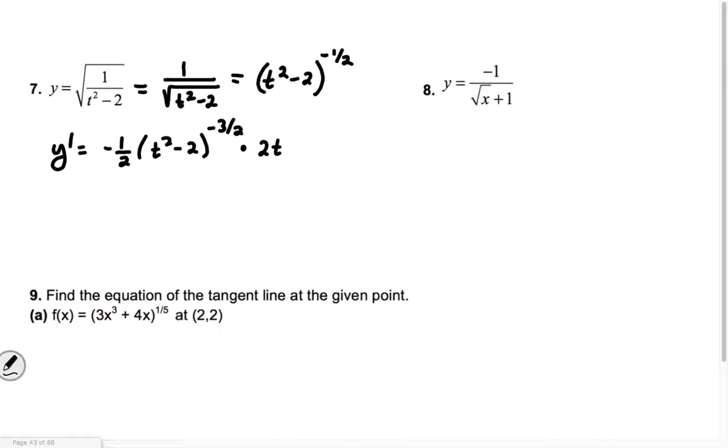All right, and then maybe sometimes you do want to do a quotient rule. I'd probably just do the quotient rule on this one, because it would be like a chain with a square root on the inside of it, which is going to be kind of gross. So I would just do quotient rule. So I'm going to first write it as negative 1 over x to the 1/2 plus 1.